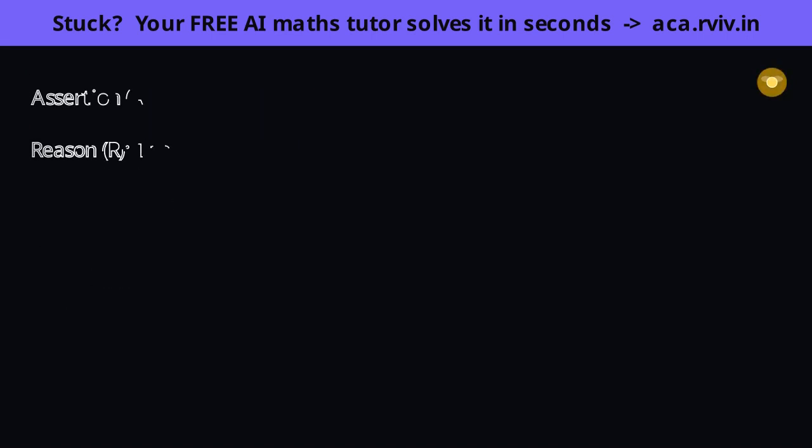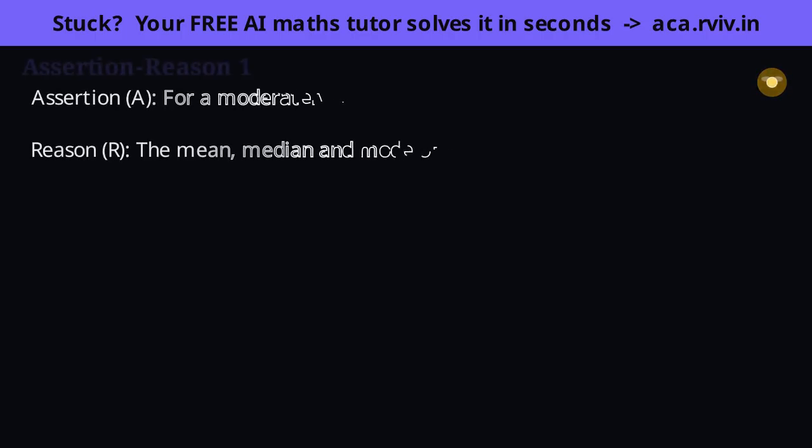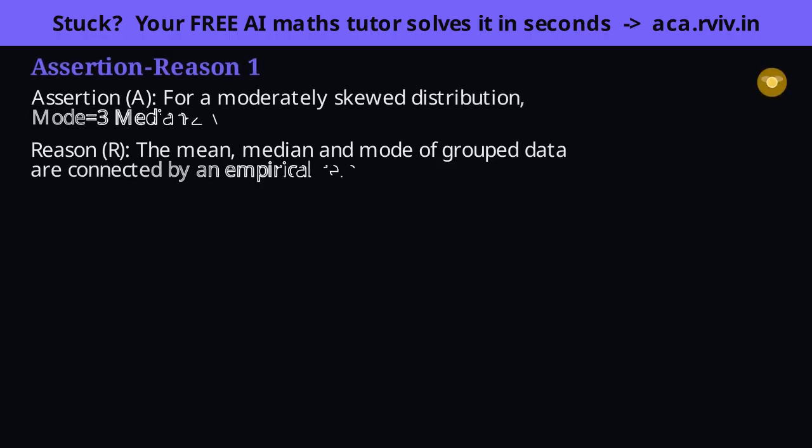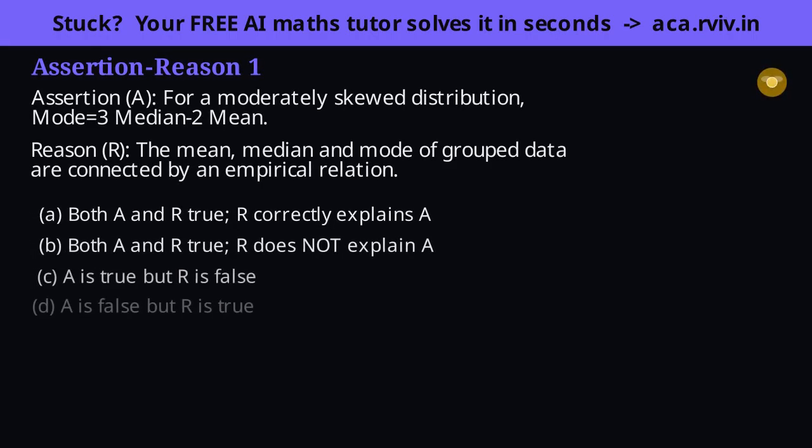3 checks. In order, is the assertion true, is the reason true, and if both are true, does the reason actually explain the assertion? Which option is correct?